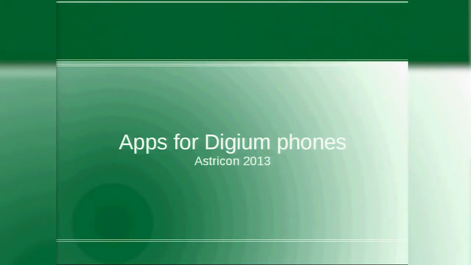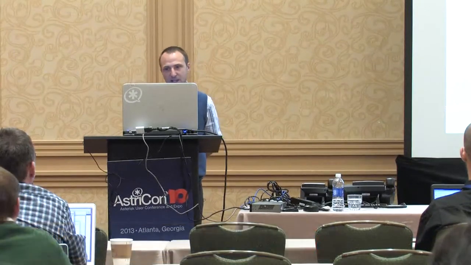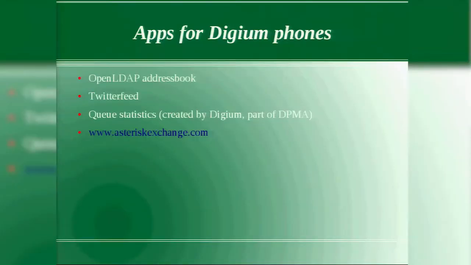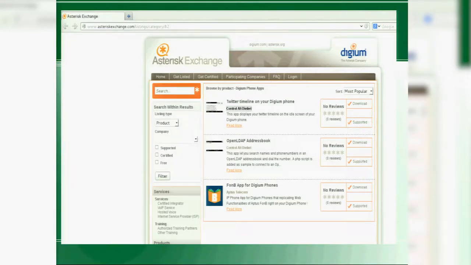What I will be showing is an OpenLDAP address book, a Twitter feed that displays your tweets on the little screen of the Digium phones. I will also be showing you an app that's created by Digium and is actually part of the DPMA that gives you statistics on queues.